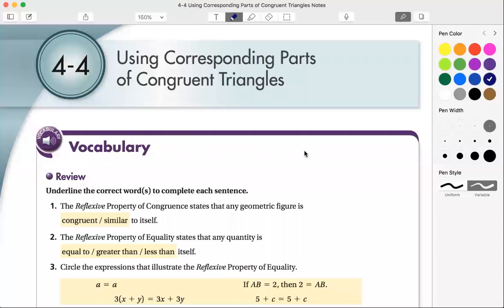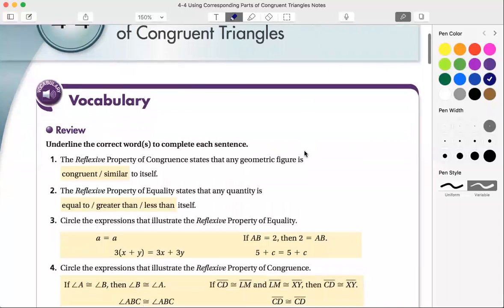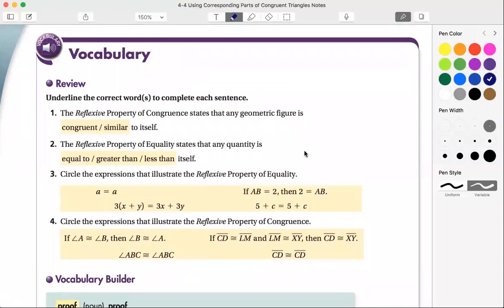All right, this is section 4-4, using corresponding parts of congruent triangles. All right, let's start off with a review of vocabulary. So we're going to first underline the correct word or words to complete each sentence.